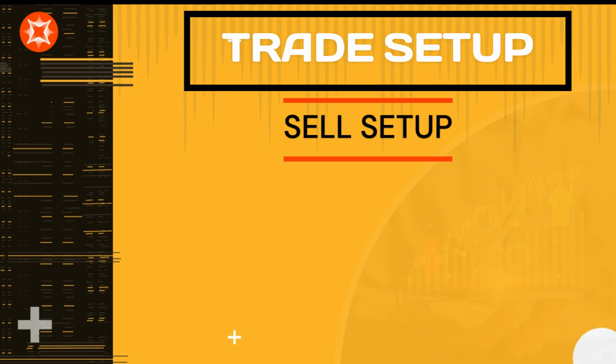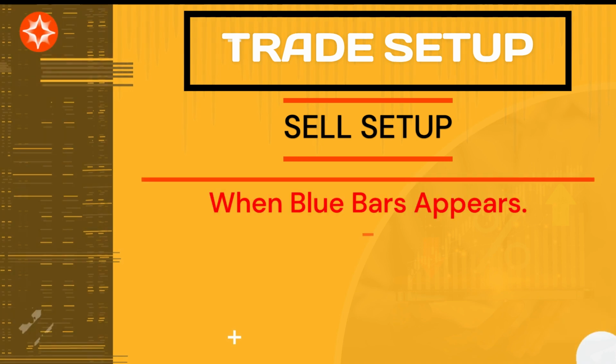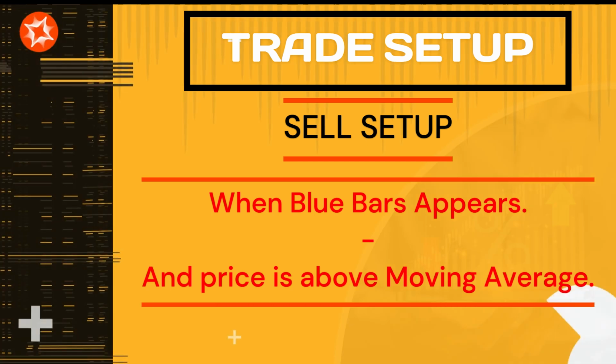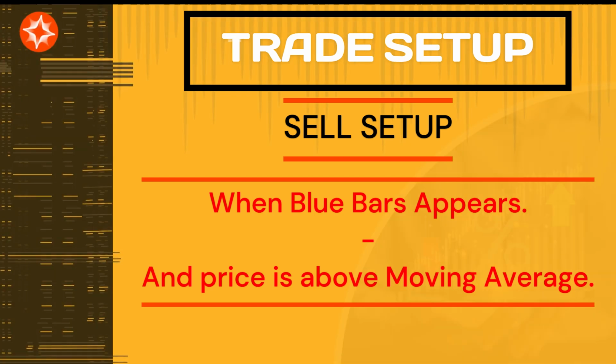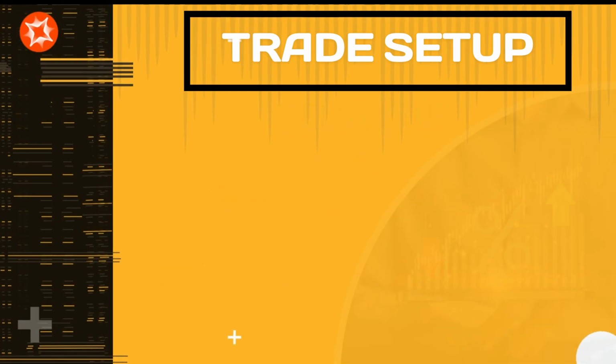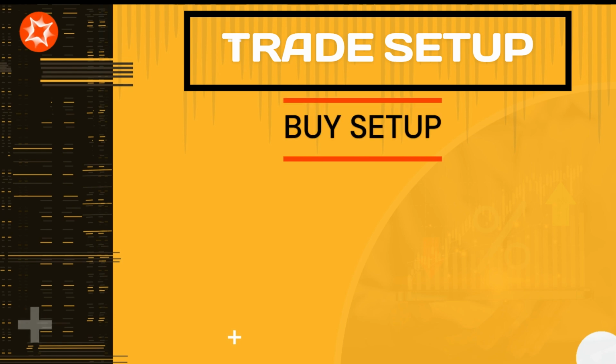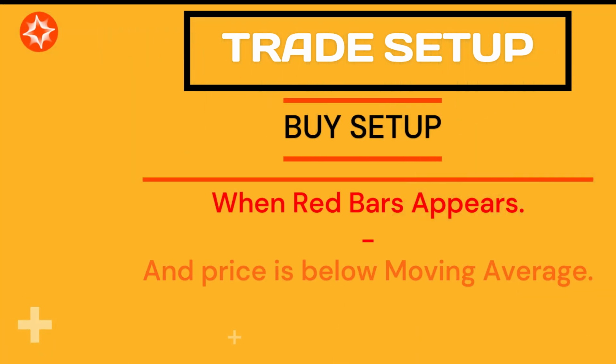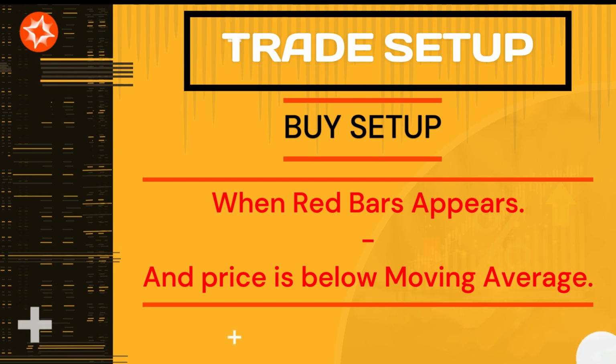Trade setup. First we discuss the sell setup. When blue bars appear on the main chart, that means RSI is at the overbought level, and price must be above the 100 bar moving average. For the buy setup, red bars appear on the chart and price is below the 100 bar moving average.